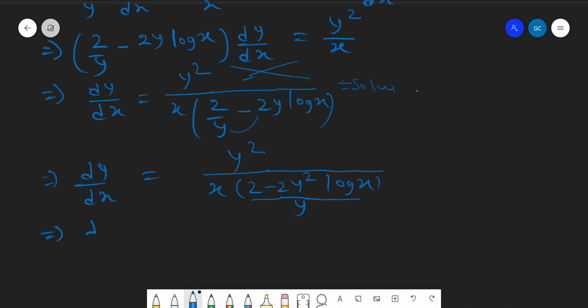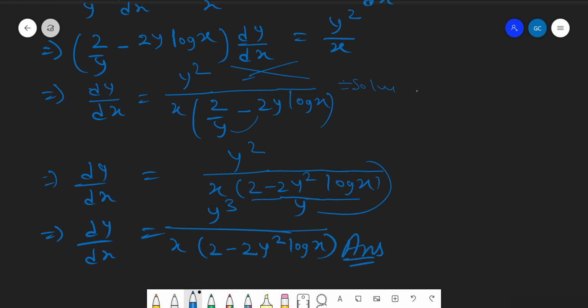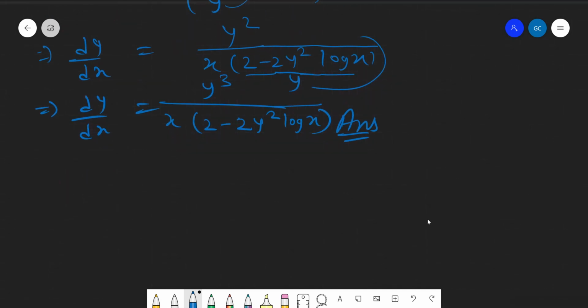Now the last part: dy/dx is equal to this, y goes up, so it will become y³ x over 2 minus 2y² log x. Okay, and this is our answer. Okay, guys, I think you have got this question. Let's discuss the other question, question number two.